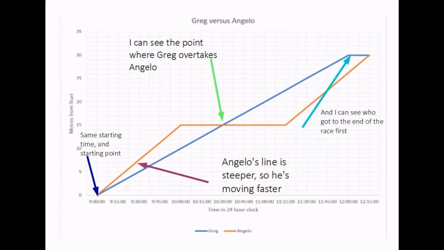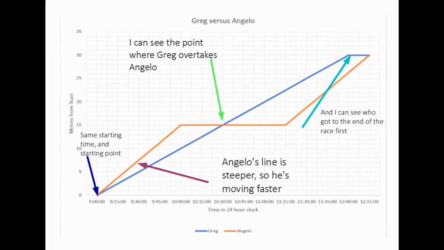First of all, we can see that Greg and Angelo started in the same place at the same time. We can also tell that Angelo started off travelling at a faster speed than Greg, because Angelo's line, the red one, is steeper than Greg's.